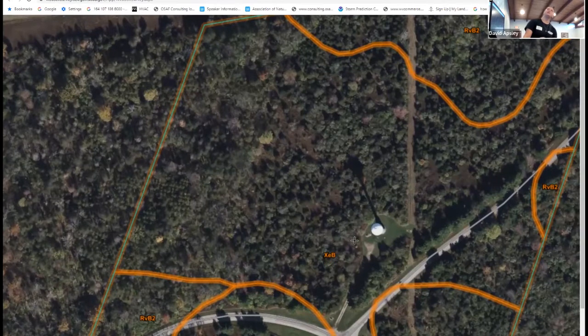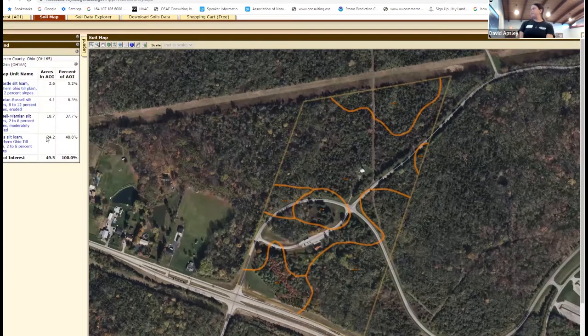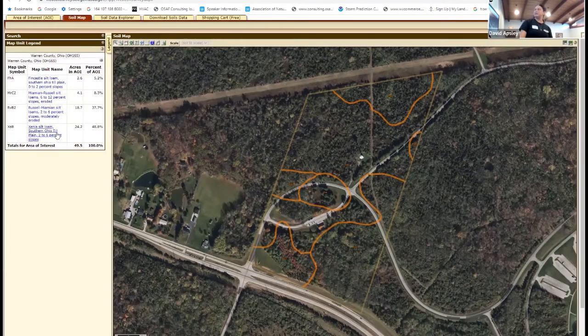Now on the soils map, it's going to give you a code. So if you see that XEB, that's our soil type. It doesn't mean a whole lot to anybody. I don't know what that one is. Xenia. Xenia silt loam, Southern Ohio till plain, 2 to 6% slopes. So that's the soil we want to get some information on.